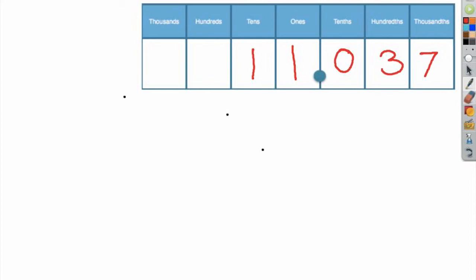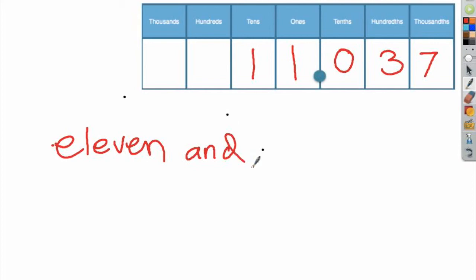Okay, to write this number, what is the very first word that you say when you read that number? 11. I say the word 11. What is the second word I say? And. What's the third word I say? Okay, 37. But what's the next word? Just one word. 30. And you have to have a hyphen.